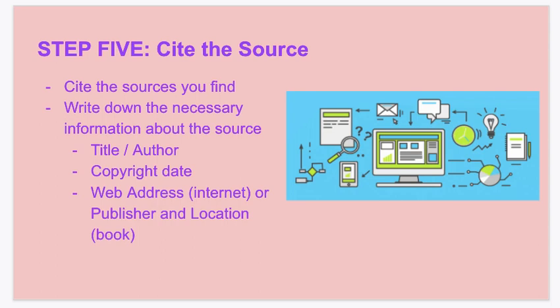So in order to avoid getting in trouble or copying, stealing things from other people, we have to cite our source. As you're doing your research, make sure that you write down all the important information about the source that gave you your information. That would be the title and the author who wrote it, the copyright date, so when it was published. And if it's a website, you would write down the web address and when you went to the website. Or if you're looking in a book or a magazine, you write down the publisher and the location of where it was published.